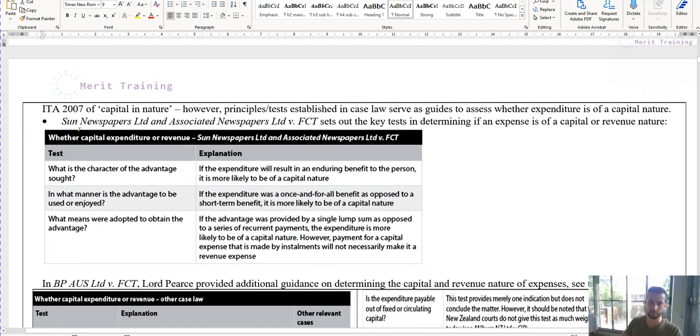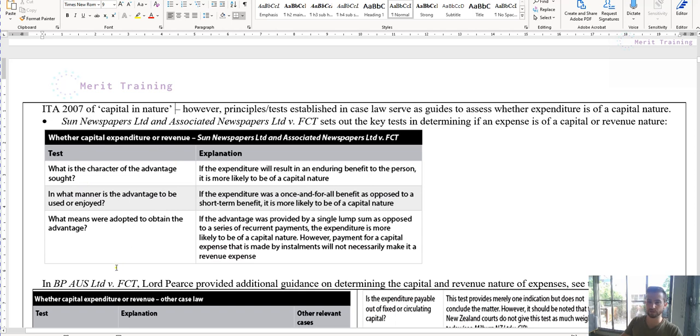So just like there were cases or case law examples or precedents for determining whether revenue was on capital account or revenue account, it's the same story for deductions as well. We need to figure out whether the expense is capital or not. Sun Newspapers and Associated Newspapers Limited versus FCT is an Australian case, which is also used in the New Zealand case system as it set the precedent for what determines capital expenditure or revenue expenditure.